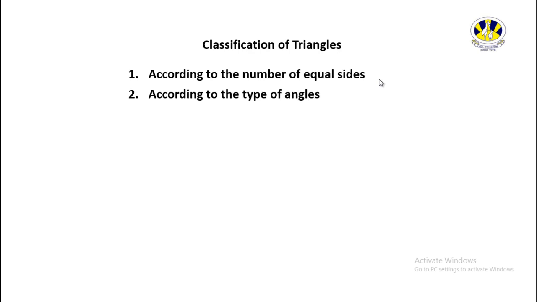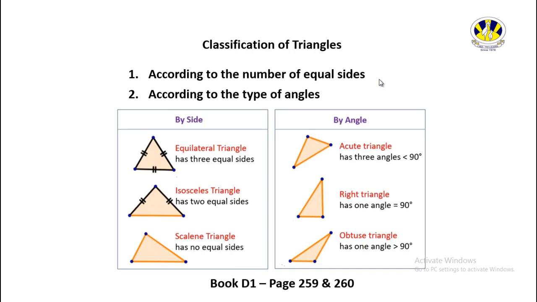To recap on the classification of triangles, you can see we can classify the triangles according to the number of equal sides and according to the type of angles. And you can see the chart below to see the classification. You can also see the same classification in your new syllabus Mathematics D1 book on page 259 and 260.